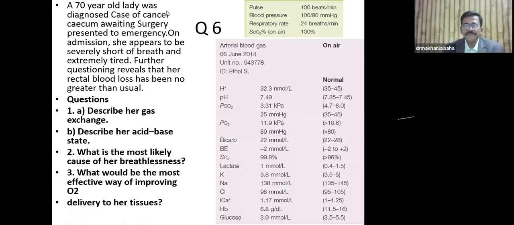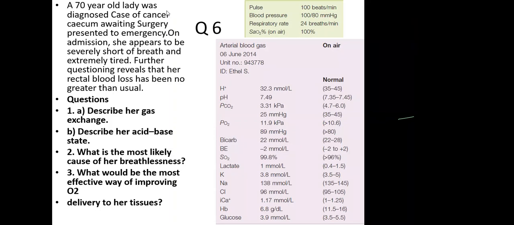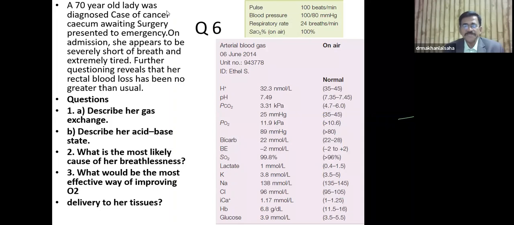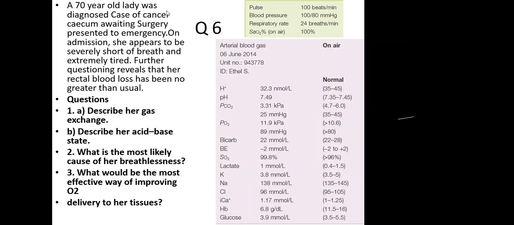What about bicarb? Sir, bicarb is also within the normal range. It is towards the lower end, but it is within the normal range, sir. So, what is the acid-base state you want to describe based on this? Sir, based on this, the acid-base state is primary respiratory alkalosis. Good. Okay, that's a good one.